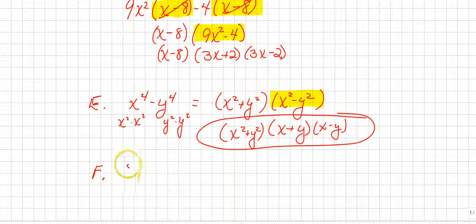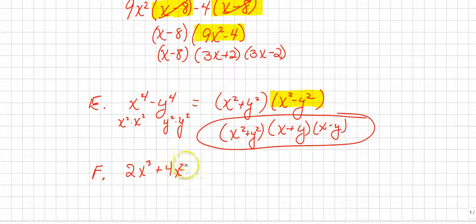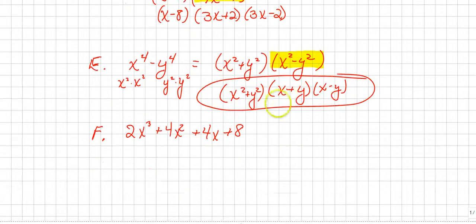Let's go with 2x cubed plus 4x squared plus 4x plus 8. Now remember the golden rule of factoring, always look for the GCF first.